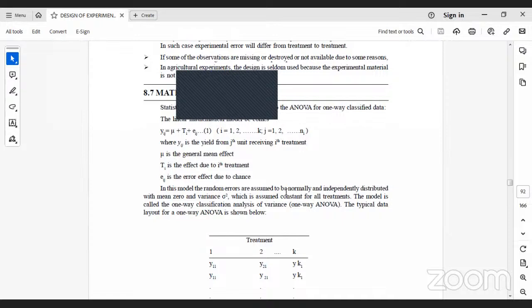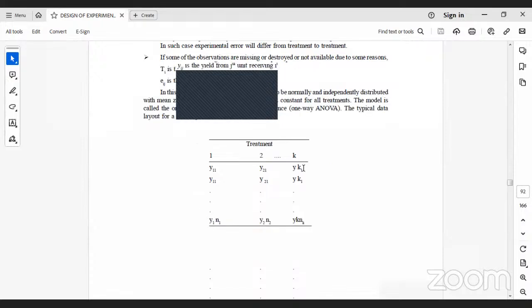In this model, the random errors are assumed to be normally and independently distributed with mean 0 and variance sigma square, which is assumed constant for all treatments. The model is called the one-way classification analysis of variance, one-way ANOVA. The typical data layout for ANOVA is shown below.